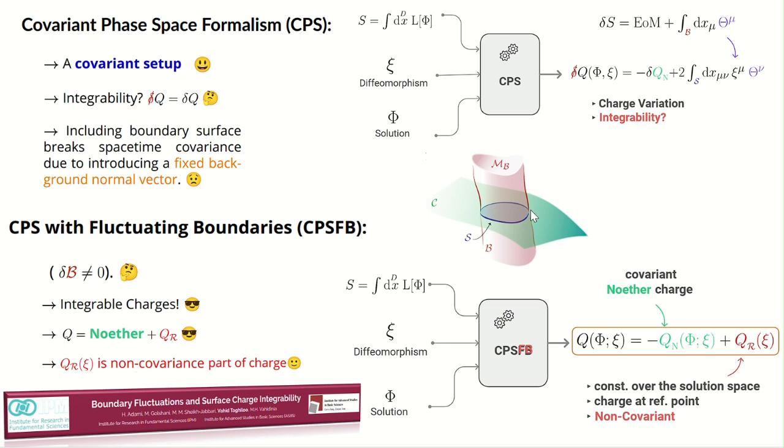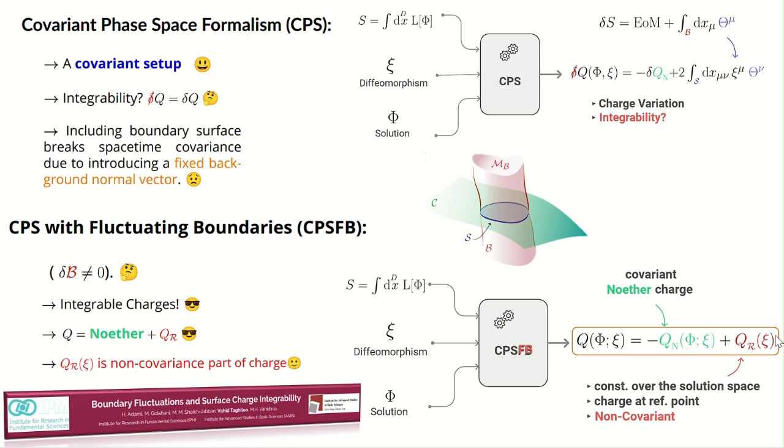To address this issue, we extend the covariant phase space formalism to allow boundary fluctuations, where boundaries are not fixed and their variation does not vanish. This restores covariance and, more interestingly, ensures the integrability of the charge. This charge can now be expressed as the nodal charge plus an integration constant.